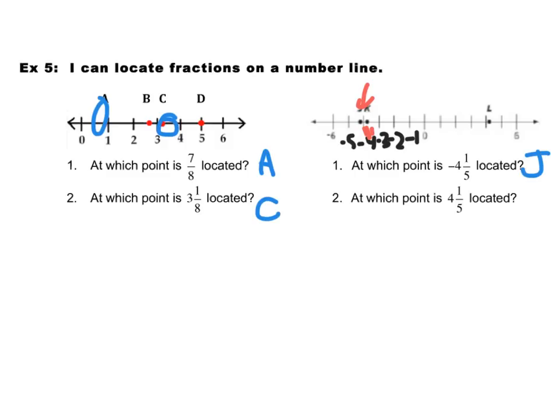And now which point is 4 1/5 located at? Well, that's a positive number. So you're going to go up 1, 2, 3, 4, but it's between positive 4 and 5. So 4 1/5 is going to be located at point L. So in this lesson, we looked at simplifying fractions, we looked at finding equivalent fractions, and we also looked at how to locate numbers on a number line.